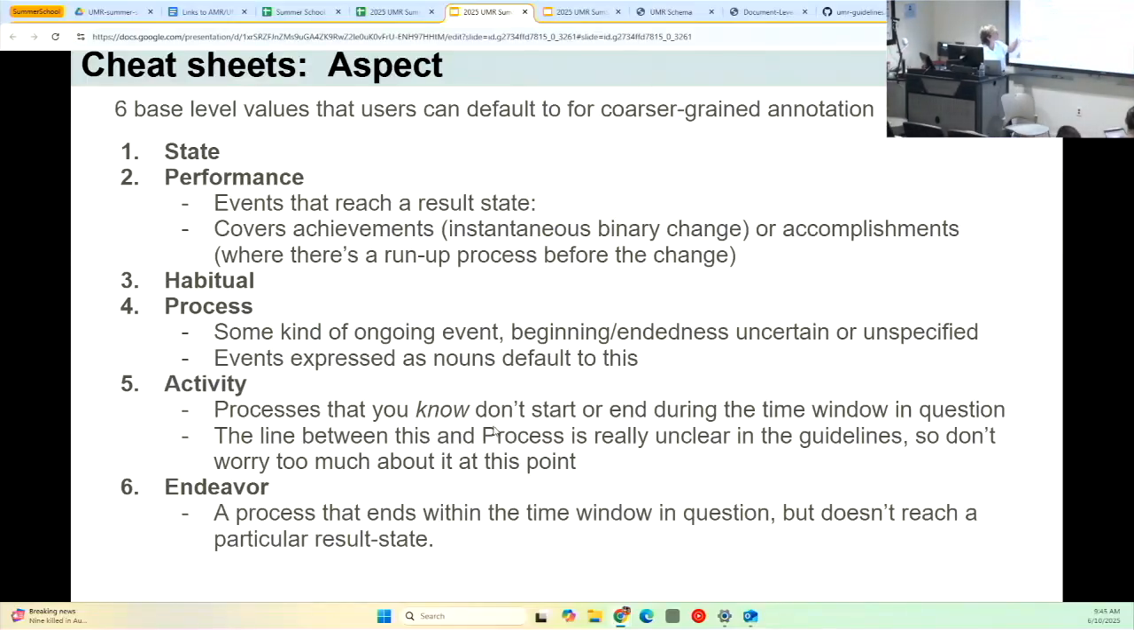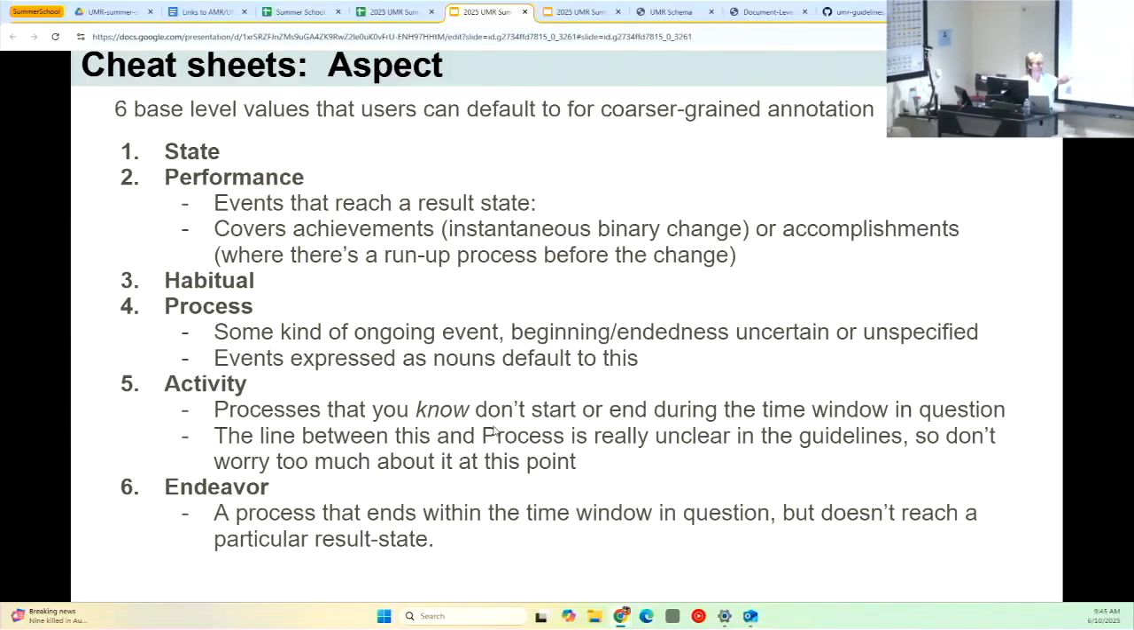Activities and then endeavors, so the difference between an endeavor and a performance is that endeavors end, but they haven't reached an actual terminus. So they're done, but they're maybe not complete.